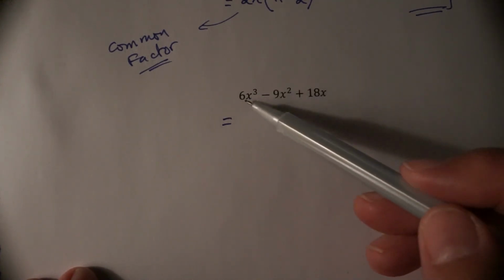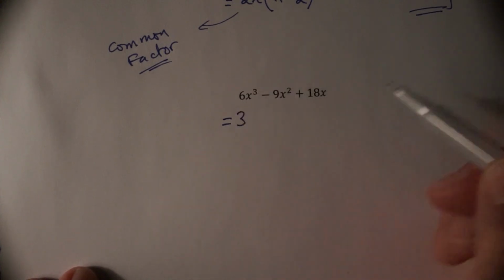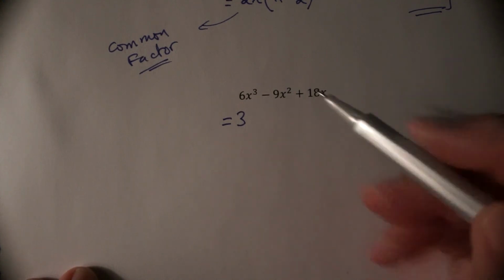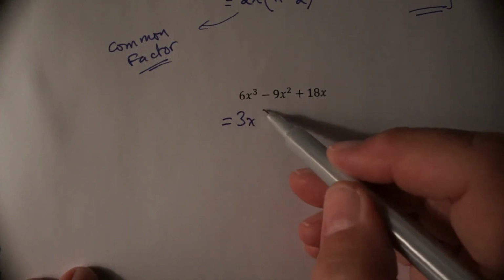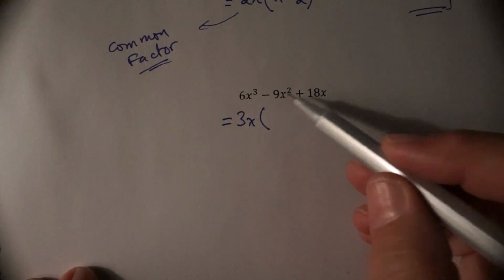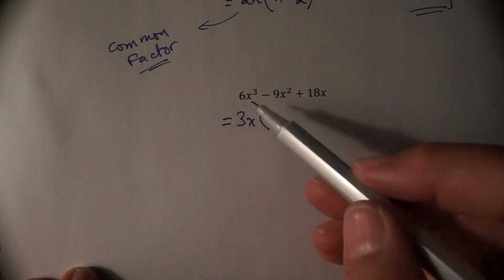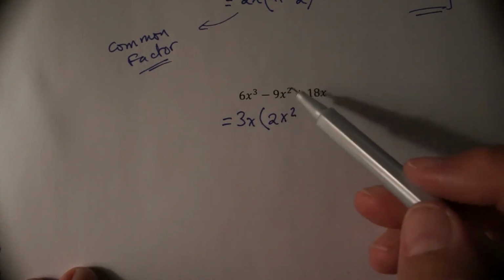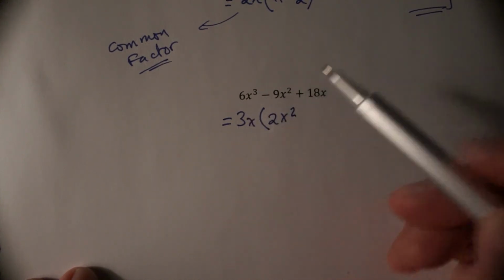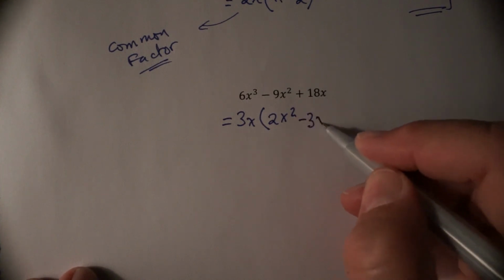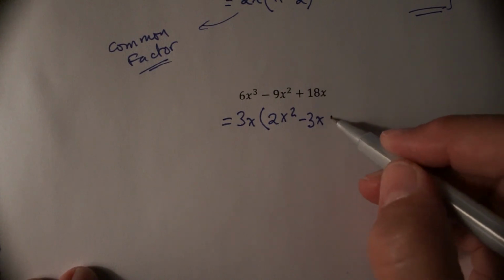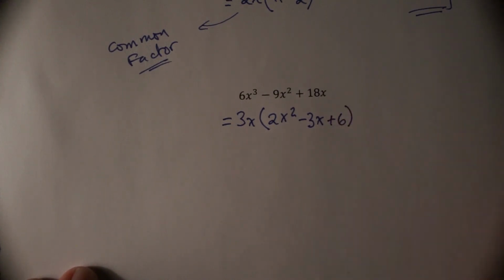Well, 3 would divide into 6, 9, oh yeah, 3. Then we have x cubed, x squared, and x. So the highest power of x that would divide into all of them would be just the x. And then I would put a bracket, and I'm going to divide each term by the 3x, the common factor. So 6x cubed divided by 3x is 2x squared. Negative 9x squared divided by 3x is negative 3x, plus 18x divided by 3x. The x's are canceling, they're dividing out, and I'm left with the 6. And there I have finished factoring with common factor.